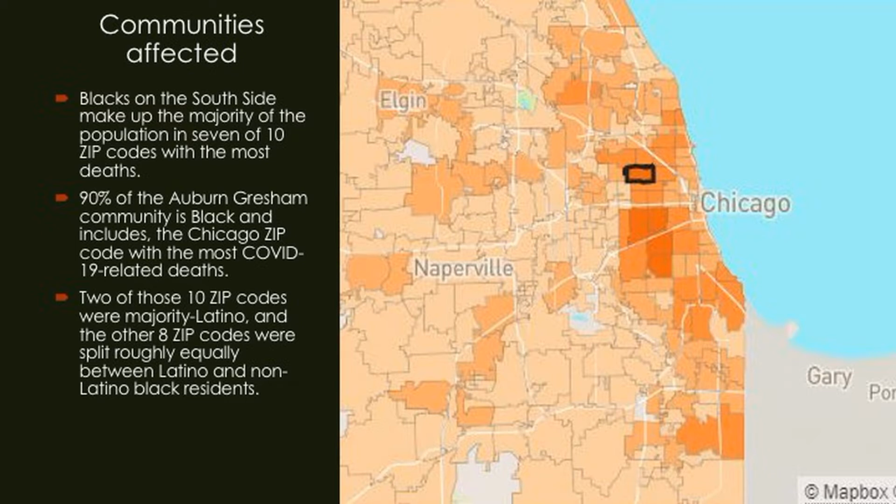And 90% of Auburn Gresham, which is also a community located on the south side of Chicago, is Black. And it includes the Chicago zip code with the most COVID-19 related deaths. Okay? 2 of those 10 zip codes that I'm referring to were majority Latino, and the other 8 zip codes were split totally equally between Latino and non-Latino Black Americans.